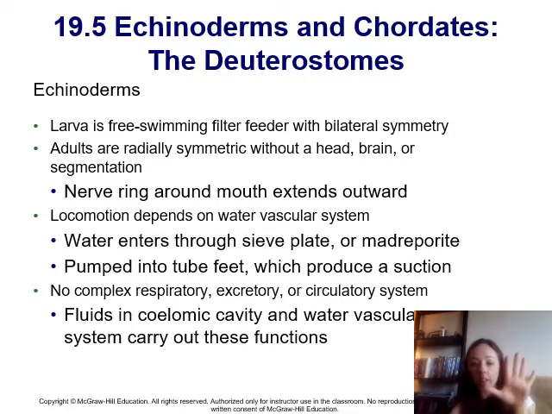Even though they do have this really great water vascular system, they will be lacking in respiratory, excretory, and circulatory systems, which would just be like our lungs, our digestive system, or our blood vessels. Fluids in the coelomic cavity and water vascular system will instead carry out all these functions that our organ systems allow us to do.